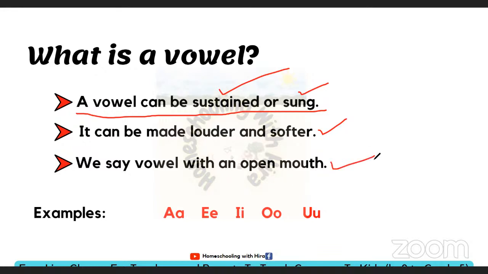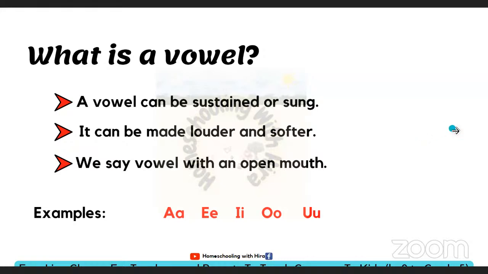Say A, E, I, O, U or the short sound A, O, A. Your lips will not touch each other. Your mouth will remain open when you are saying these sounds, no matter long or short. Okay? So these are the three characteristics that are specific to vowels. That's why they are vowels.